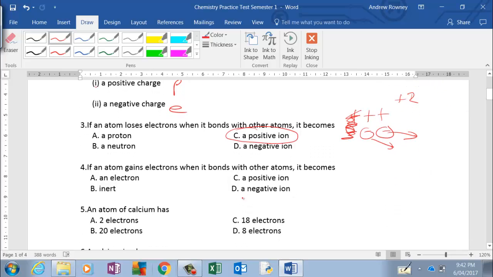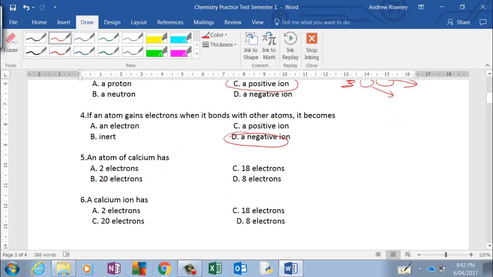Question 4, an atom gains electrons, will become a negative charge, negative ion. An atom of calcium has 20 electrons. If you look up calcium, it's 20 number of protons, so it has 20 electrons because it's neutral. But that's the atom. The ion is charged.